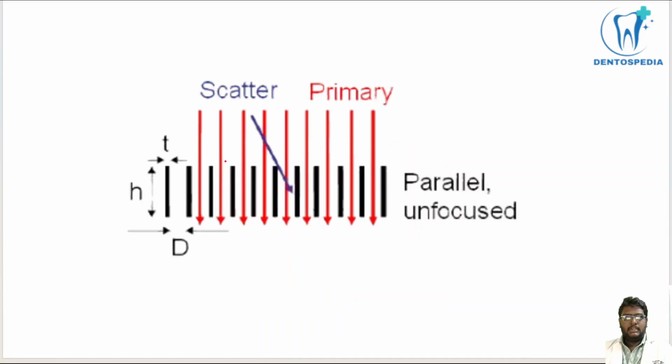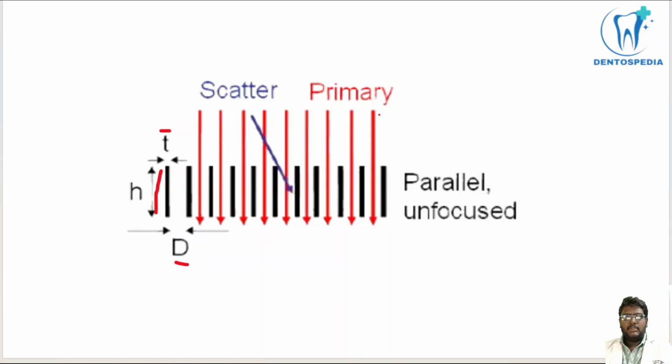So here you can see H represents the height of the lead strips. D represents, so in between the lead strips there are certain materials, that is plastic. Usually plastic material, that is radiolucent. Okay, lead is radiopaque. And in between the lead strips there will be certain radiolucent material, and that thickness is represented by D. Okay, and the thickness of the lead strips is represented by small t. And you can see this is a block diagram.